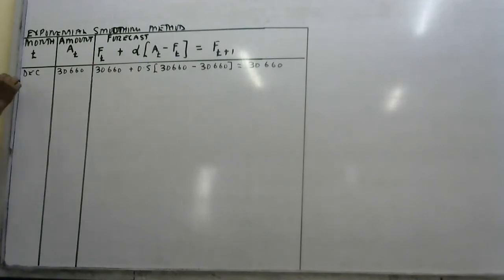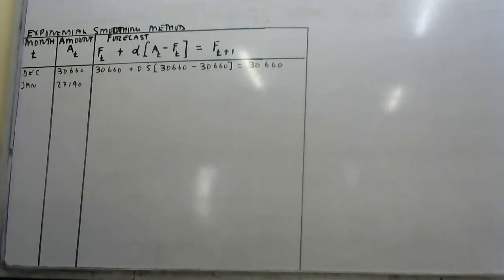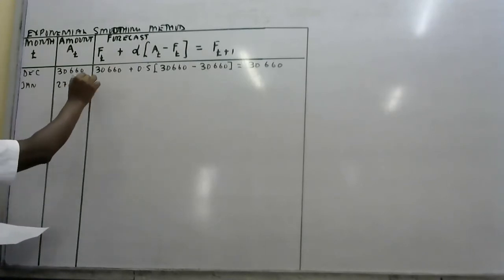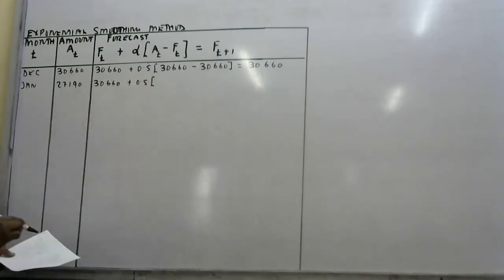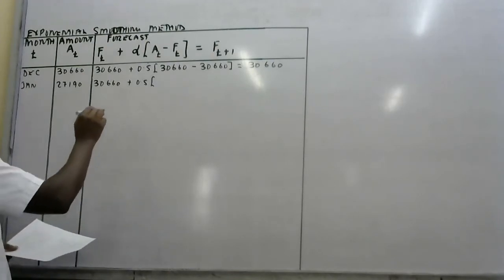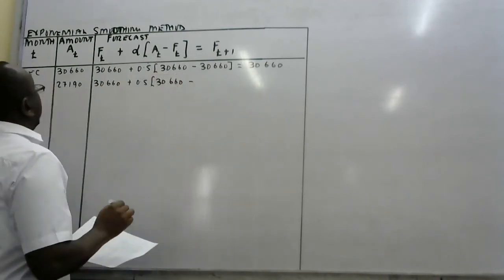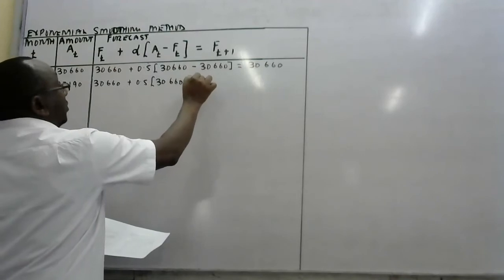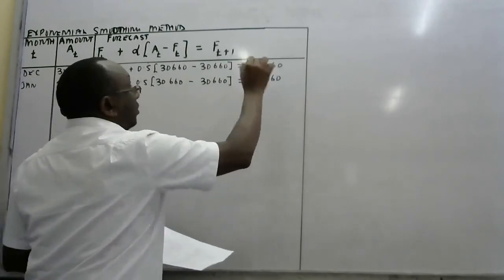We go to January. Now, January, the actual is 27,190. So when you're in January, the previous period is December. So the forecast for December is 3660 plus 0.5, the actual for December is 3660, and the forecast is still 3660. So the answer still remains 3660.